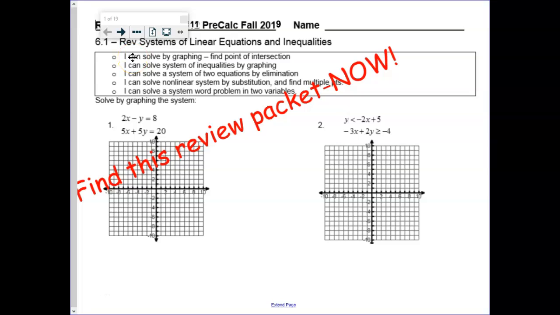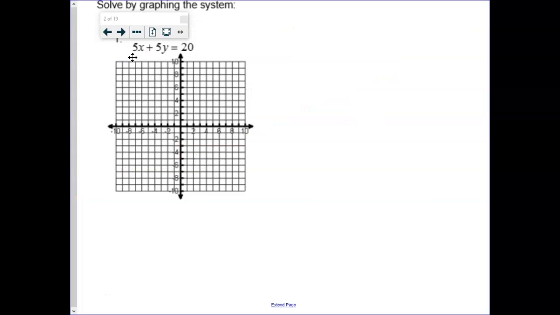So we're reviewing for summative number 11, fall 2019. And I will work on whatever you guys need me to work on. The first question is, can you graph two lines and tell me the solution as to where they intersect? And you got to write it as an ordered pair. So, can we skip this one?